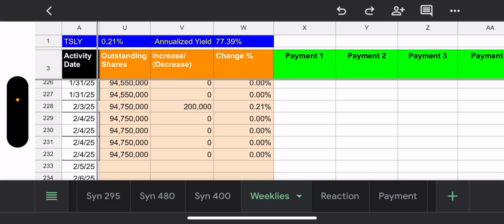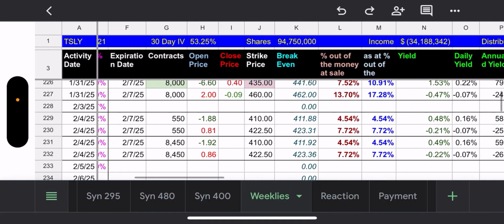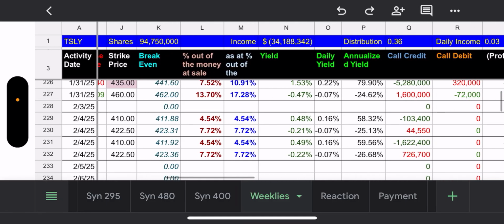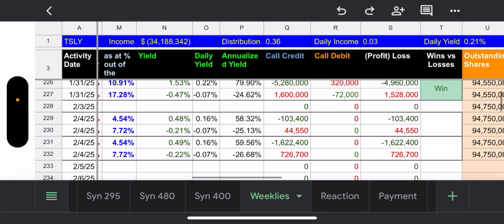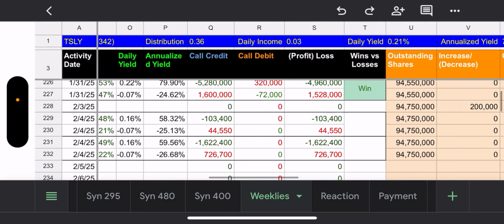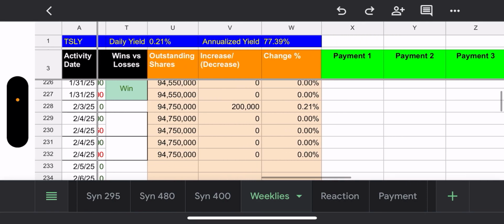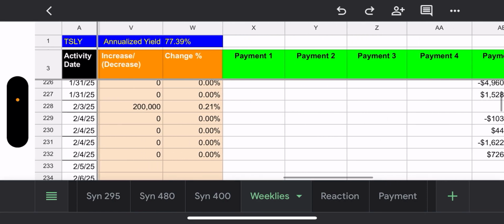Outstanding shares. Okay. 30-day IV. What we got? 53%. Outstanding shares, 94.7 mil. Total net income. Yes, we do have income. Again, they're making money, so we can't get mad. All right? They're making money. 34.1 mil. Distribution, 36 cents per share. Daily income, 3 cents a day. Daily yield, 0.21%. And if you annualize that, 77.39%. That is a nice number.